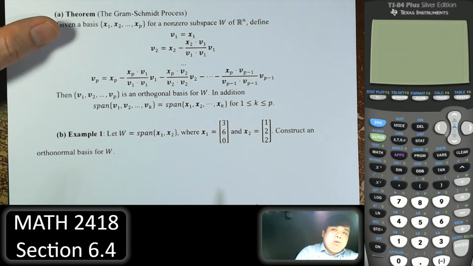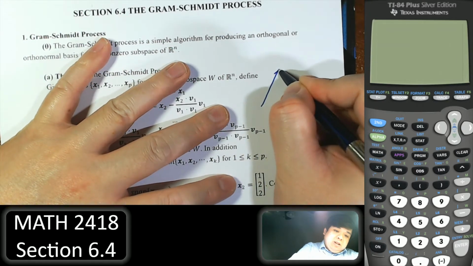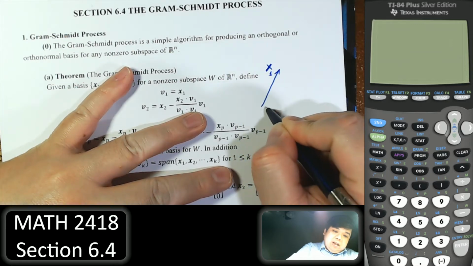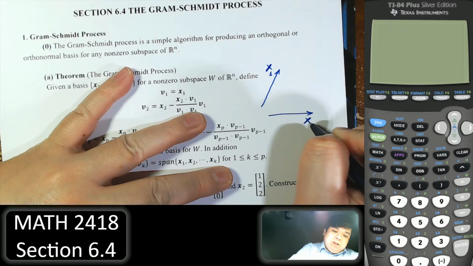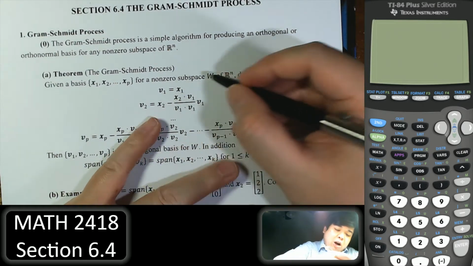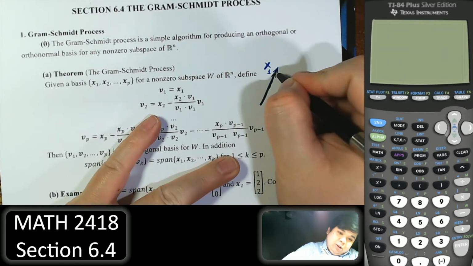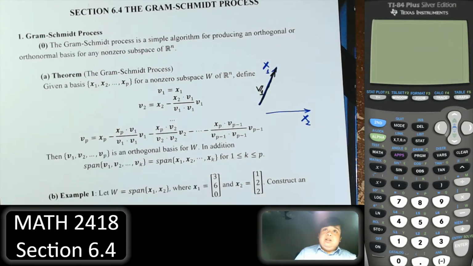Right. So the idea is we just have two random vectors, let's say x1 and x2. The first step is we're going to let v1 be the same as x1. So now that same vector is going to be v1, the first vector in the orthogonal basis.